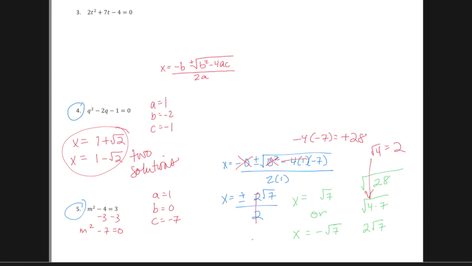So you have two options here. It can either be a positive square root of 7 or a negative square root of 7. So this one also has two solutions. Now for these two problems, checking to see if your answers are right is a little challenging, so just keep that in mind.